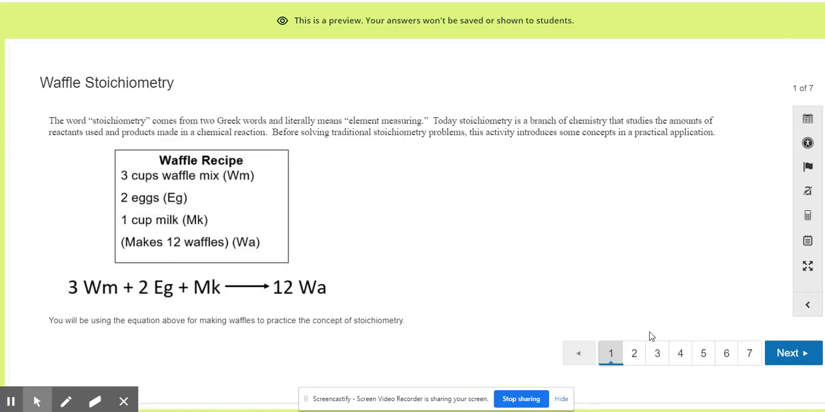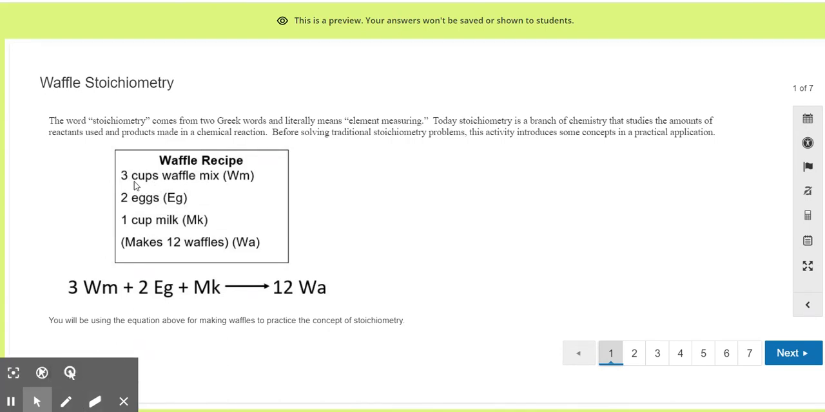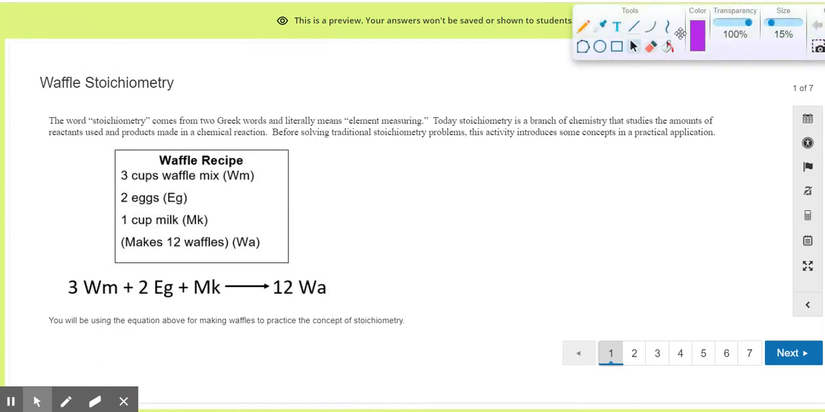Okay, so to introduce stoichiometry, we're going to start with a waffle recipe. What you can see in the ingredients list is that we have 3 cups of waffle mix, 2 eggs, 1 cup of milk, and it makes 12 waffles. So we had to turn it into chemistry a little bit there.